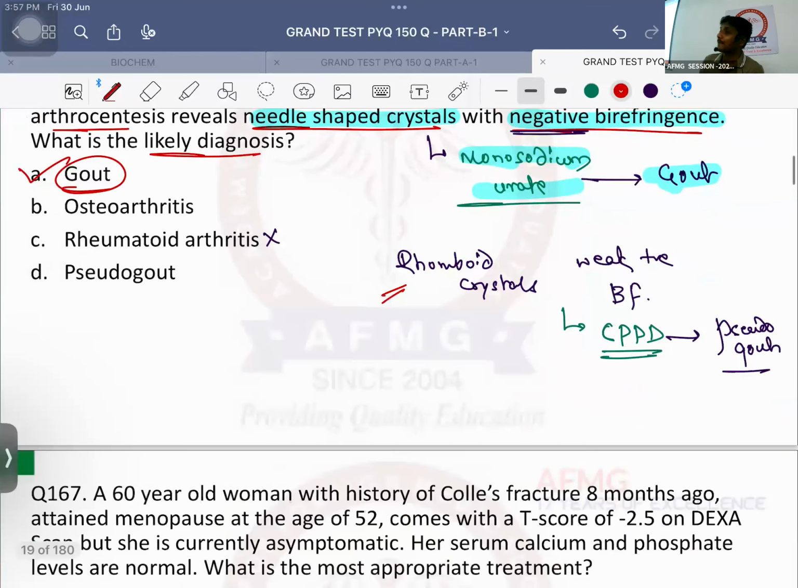हाँ. Negative birefringence usually, it will not glow. On polarized microscopy, the crystals usually glow. Okay, if they glow, that is called positive birefringence. If they do not glow, that is called negative birefringence usually. Okay, so that's the important point.